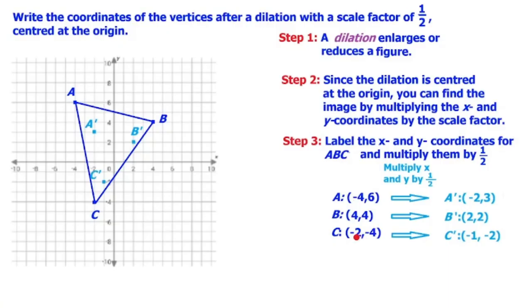So C, we divide these numbers by 2. -2 divided by 2 is -1. -4 divided by 2 is -2. So when you plot that, it's -1 on the x and -2 on the y. So the point is right here.